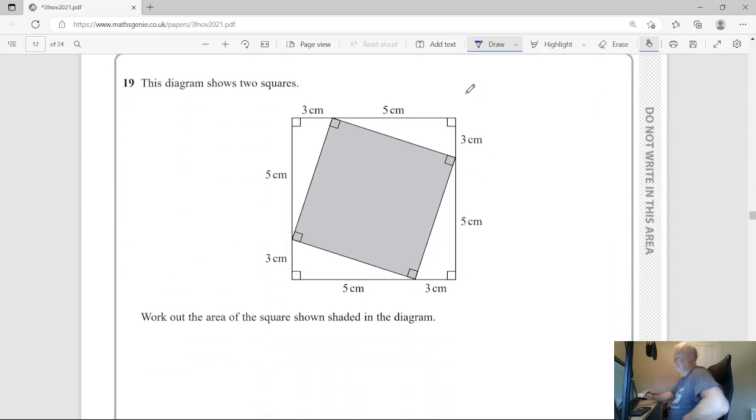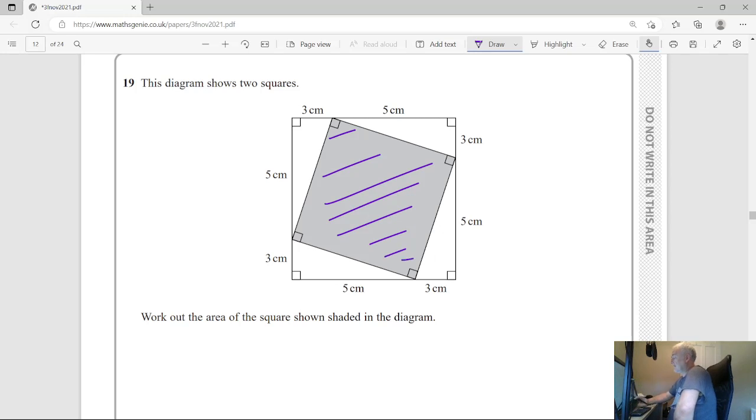Question 19. The diagram shows 2 squares. Work out the area of the square shown shaded in the diagram. So we've got 2 squares. We want to know the area of this one here.